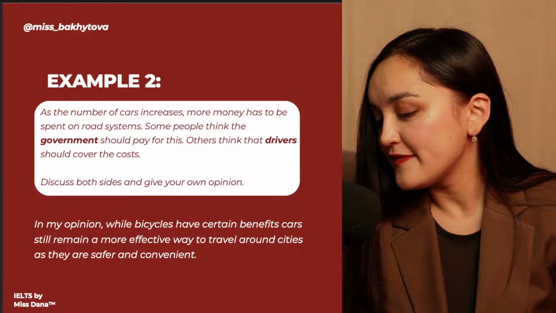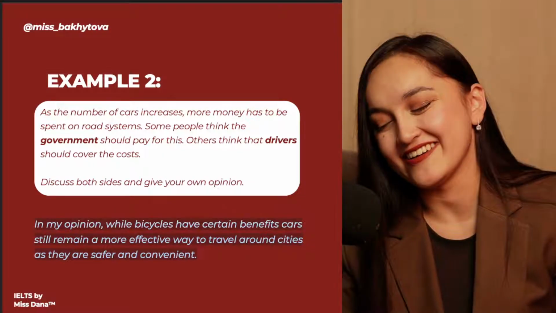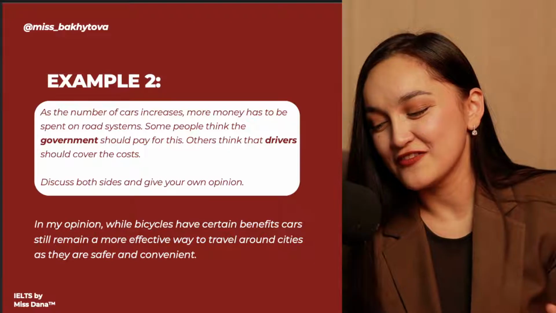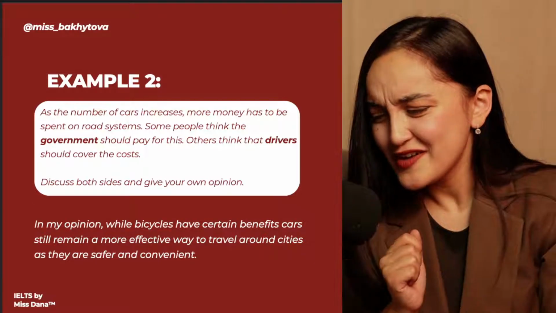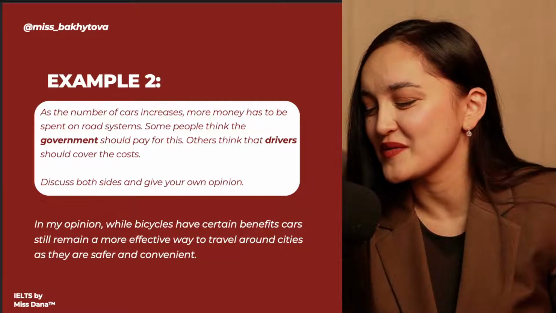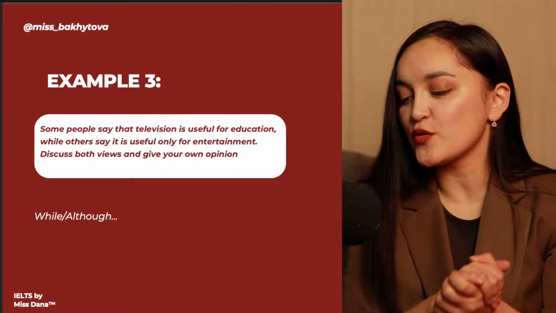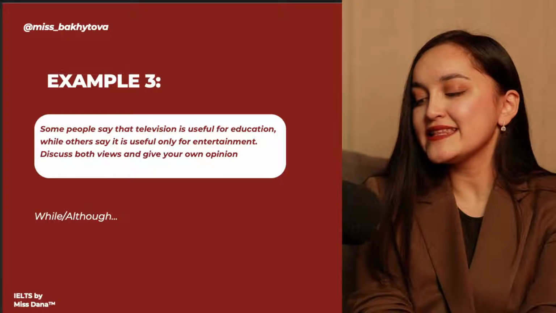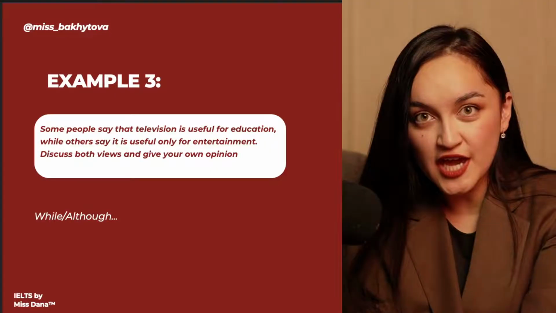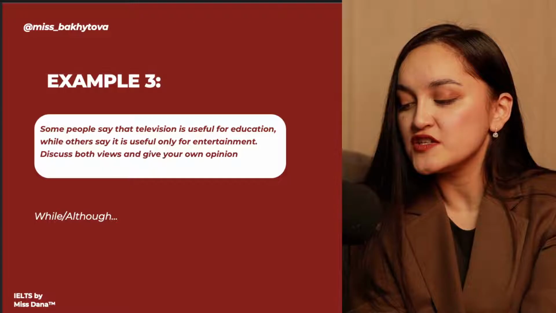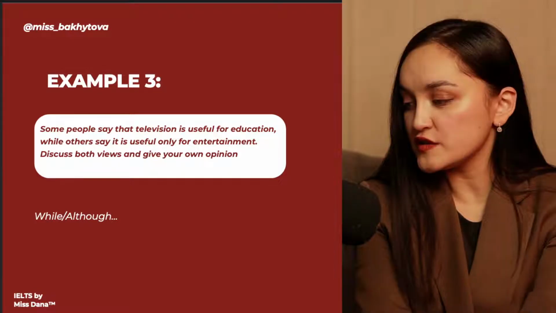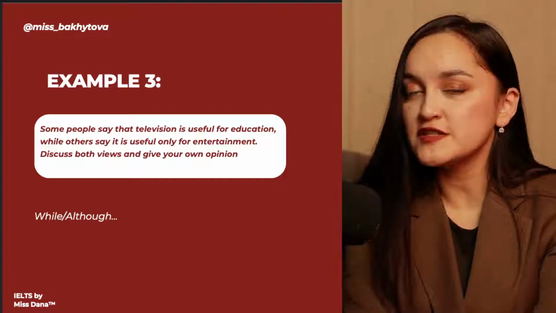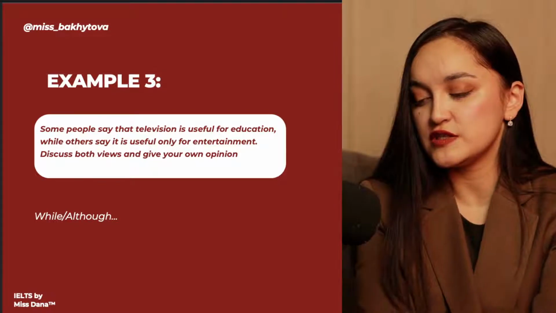Okay? This thesis statement is very good, but once again, I'm so sorry. It covers the bicycles versus cars debate. I don't know why I put it here. Maybe I confused the essay topics. Okay, never mind. Let's go through example number 3. Some people say that television is useful for education, while others say it is useful only for entertainment. Discuss both views and give your opinion. You can start with "in my opinion." You can start with "while" or "although." Pause the video and deal with it on your own.